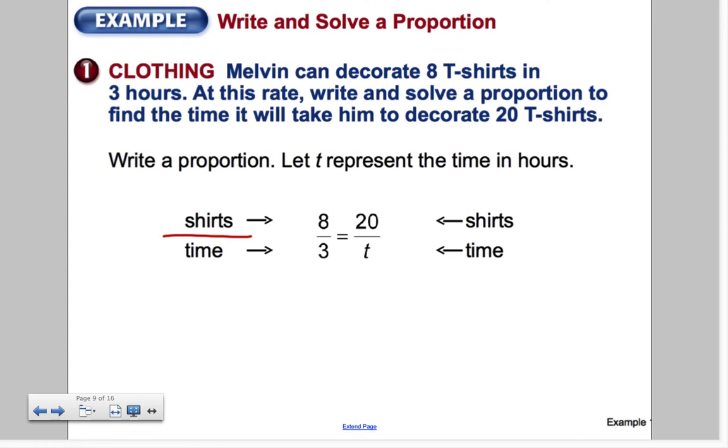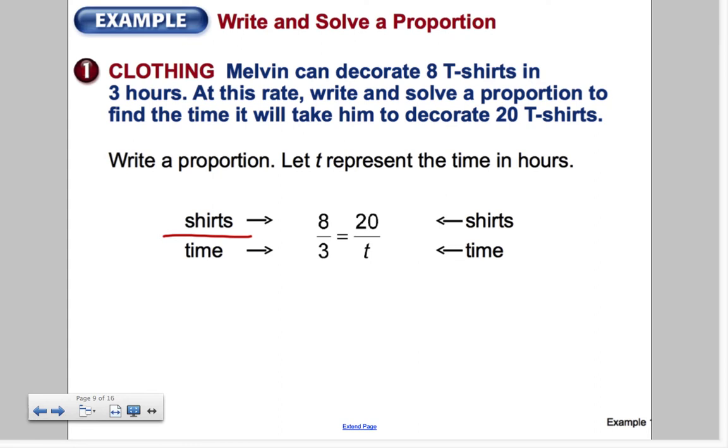So Melvin can decorate 8 T-shirts in 3 hours. So you guys agree his rate is 8 to 3. And at this rate, write and solve a proportion to find the time it will take him to decorate 20. If we know one rate, we can set up a proportion: if 8 T-shirts are made in 3 hours, we can figure out 20, because we have one missing piece. They're given 3 different things, and we're trying to find the 4th.